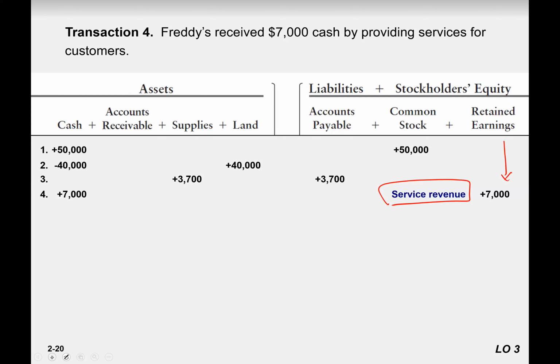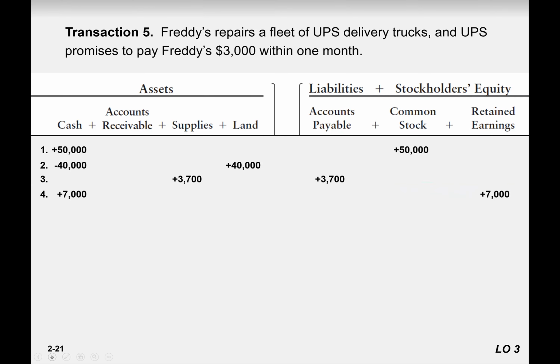The fifth one, Freddy's repairs a fleet of UPS delivery trucks, and UPS promises to pay Freddy's 3,000 within 1 month. So what is that one? Freddy's repairs, it means they also provided services, right? Accounts receivable will be 3,000 and the retained earnings will be also 3,000. Well done. Well done.